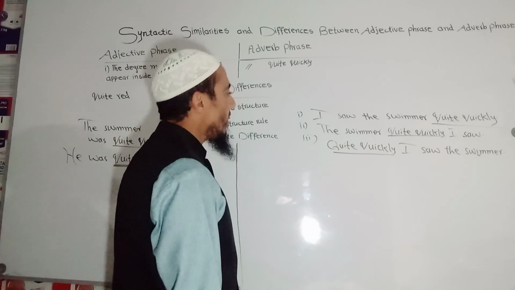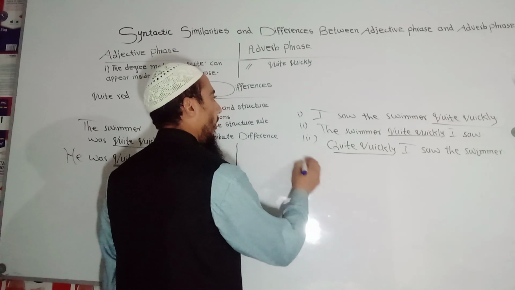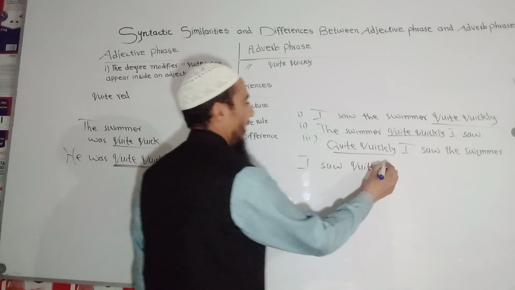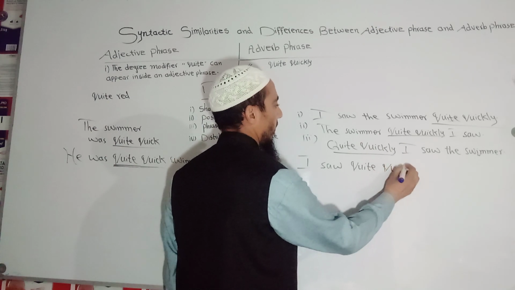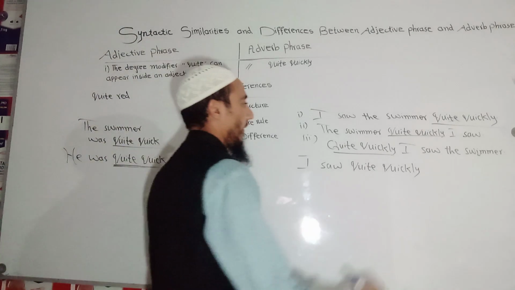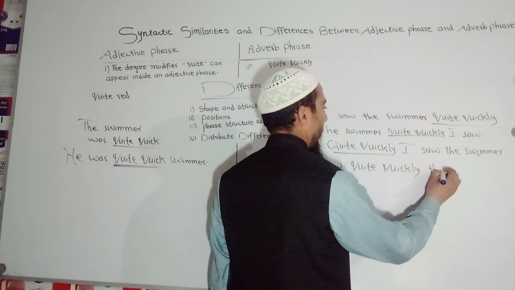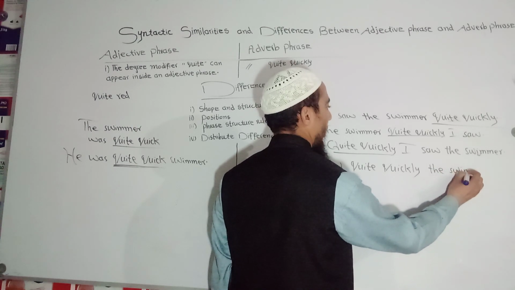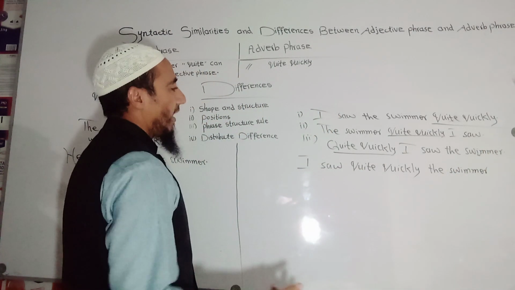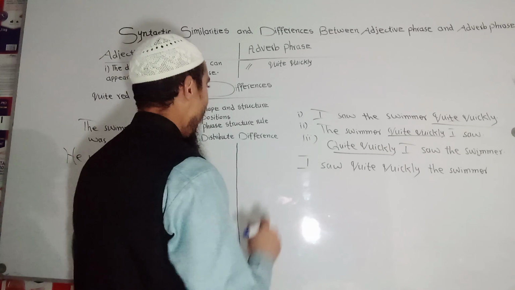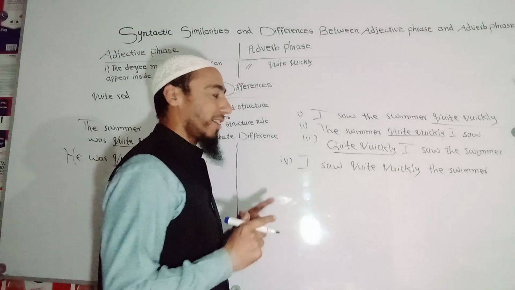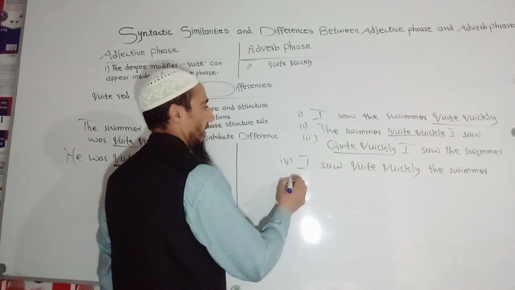Another position for the sentence would be: I saw quite quickly the swimmer. Okay. These four sentences are correct, but there is another position which is incorrect.